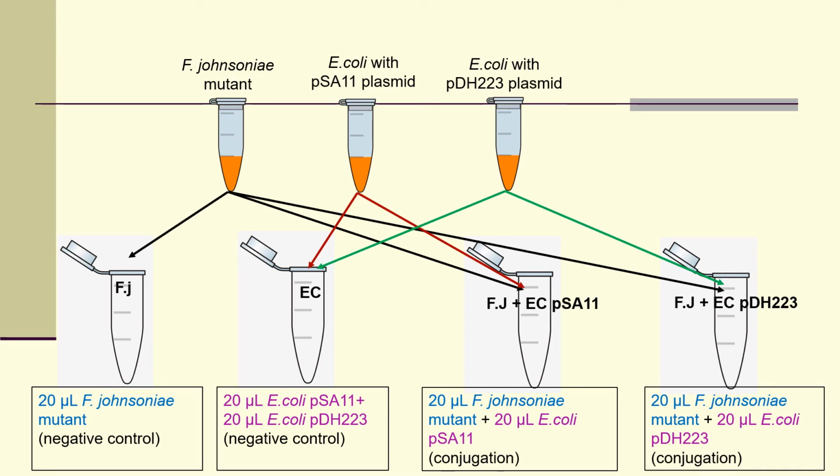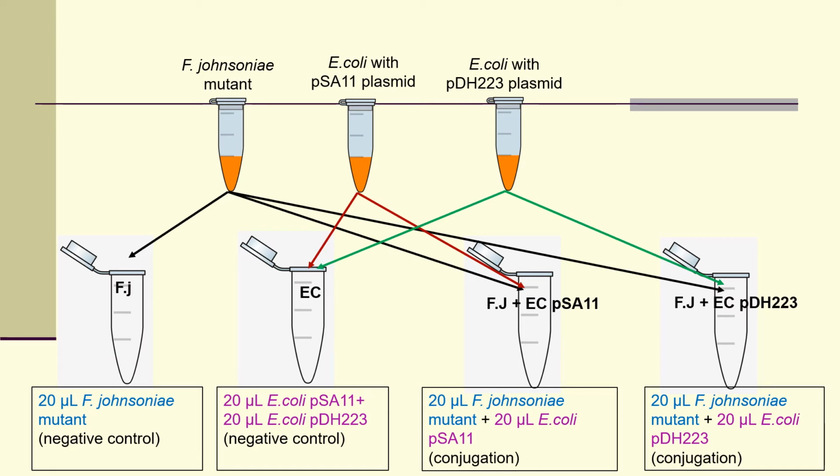Now we have Flavobacterium johnsoniae mutant, E. coli PSA11, and E. coli PDH223, all resuspended in 60 microliters of CYE broth. Now we will be mixing these together. First, we need 4 tubes labeled as FJ, EC, FJ plus EC PSA11, FJ plus EC PDH223.